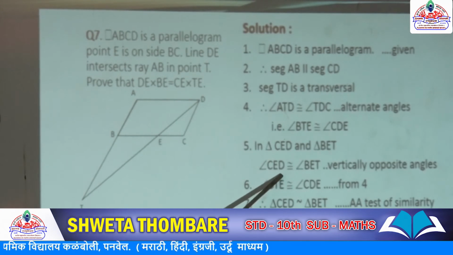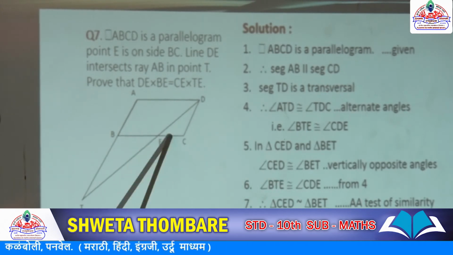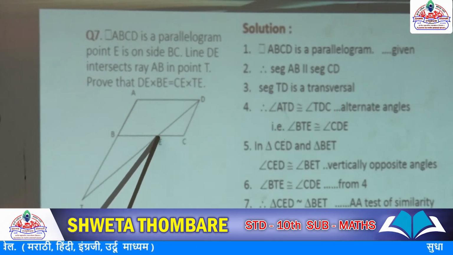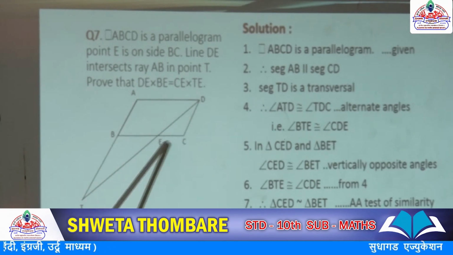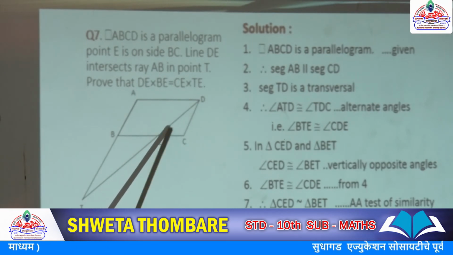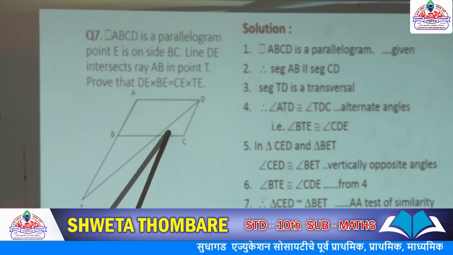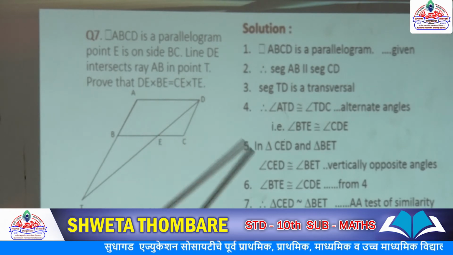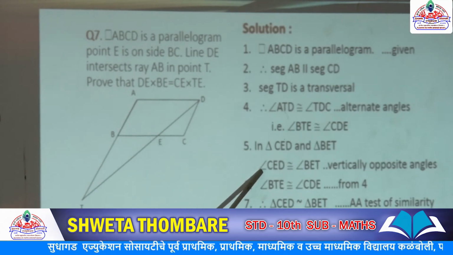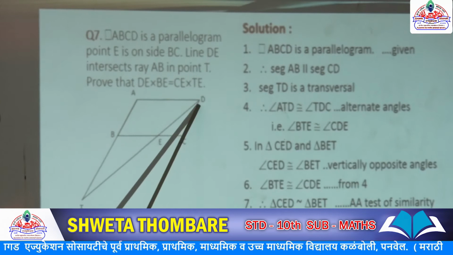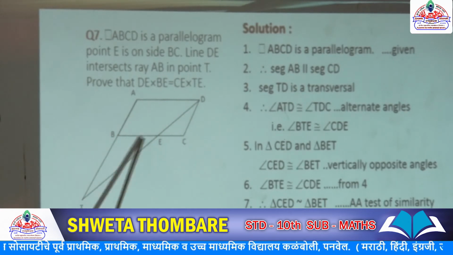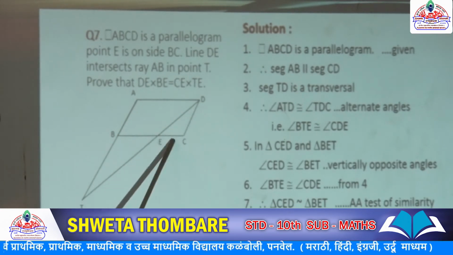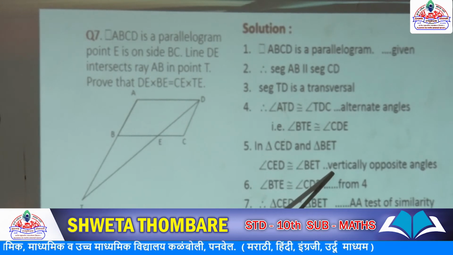Second pair, here we can write like this. See in the figure, angle E is there, and because of angle E, these 2 vertically opposite angles are formed here. These vertically opposite angles are always congruent. So here we can say angle CED is congruent with angle BET. Why are they congruent? Because they are vertically opposite angles.